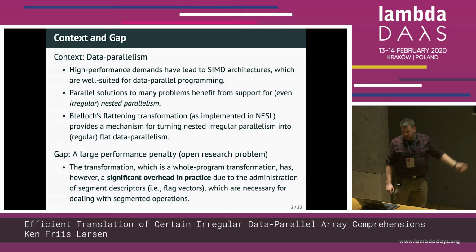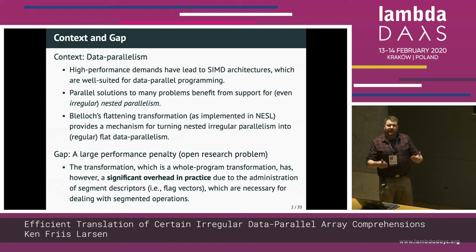Guy Blelloch did some really nice work on making a flattening transformation. So we have this irregular nested parallelism, and we can always transform it into a flat parallelism. Unfortunately, that can have some significant overhead. So how do we deal with that? How can we avoid using this sort of transformation, which might have some overhead?